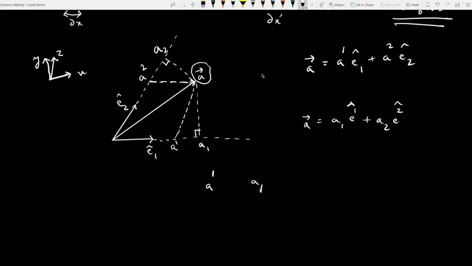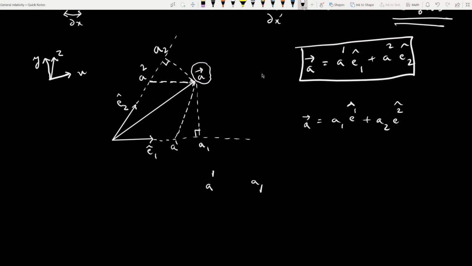Likewise, the parallel projection of A would be the contravariant component of A, and we did the same thing, that same parallel projection in this direction. We got A2. So this vector, if this was some sort of displacement or any normal vector, could be written as vector A equals A1 e1 hat plus A superscript 2 e2 hat. So this is for any normal vector, right?